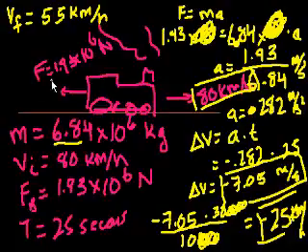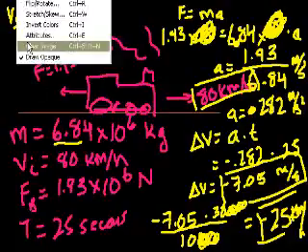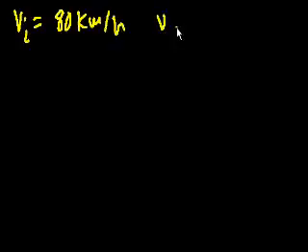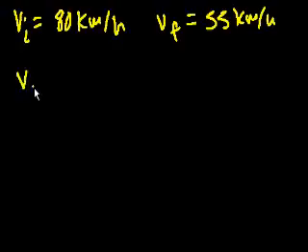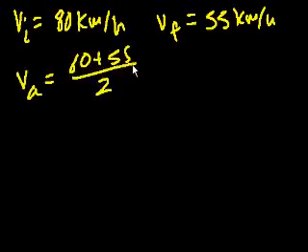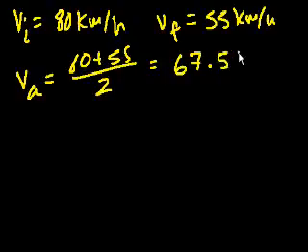And let me just clear this because I think you don't need a drawing of a train. See if I remember, so the initial velocity was 80 kilometers per hour. Final velocity is 55 kilometers per hour. So the average velocity is going to be 80 plus 55 over 2, which is what? 67.5? Something like that. Right, 67.5 kilometers per hour.